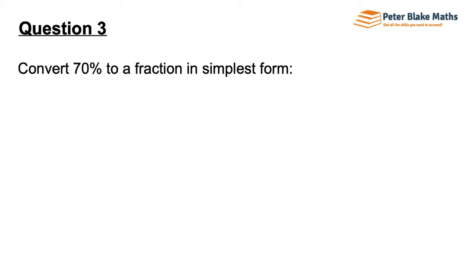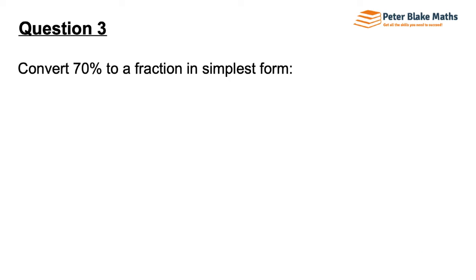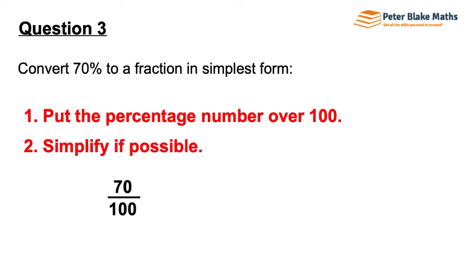Question 3. Convert 70% to a fraction in simplest form. We put the percentage number over 100. So 70% becomes 70 over 100. And then we'll simplify if possible. We'll simplify by trying to find the biggest number that divides into the top and the bottom.